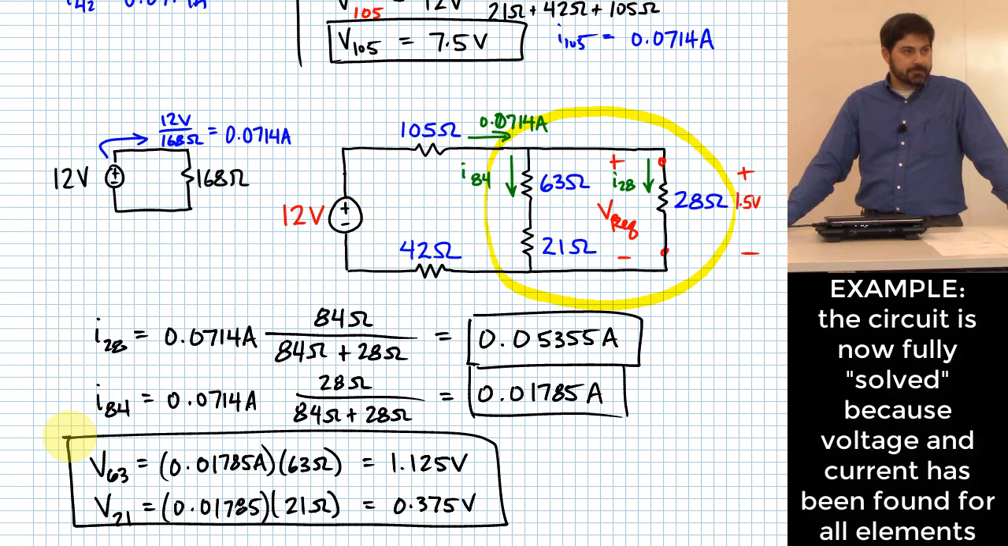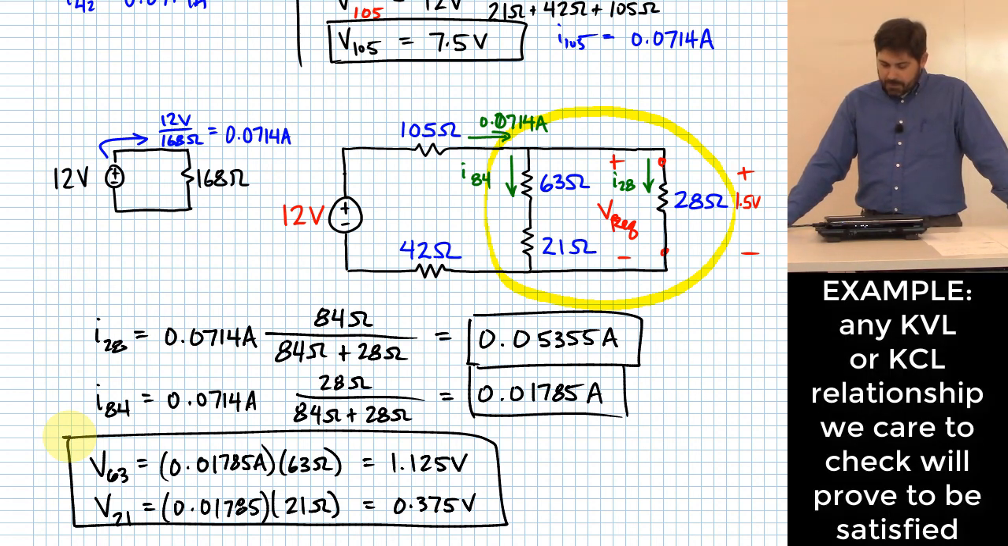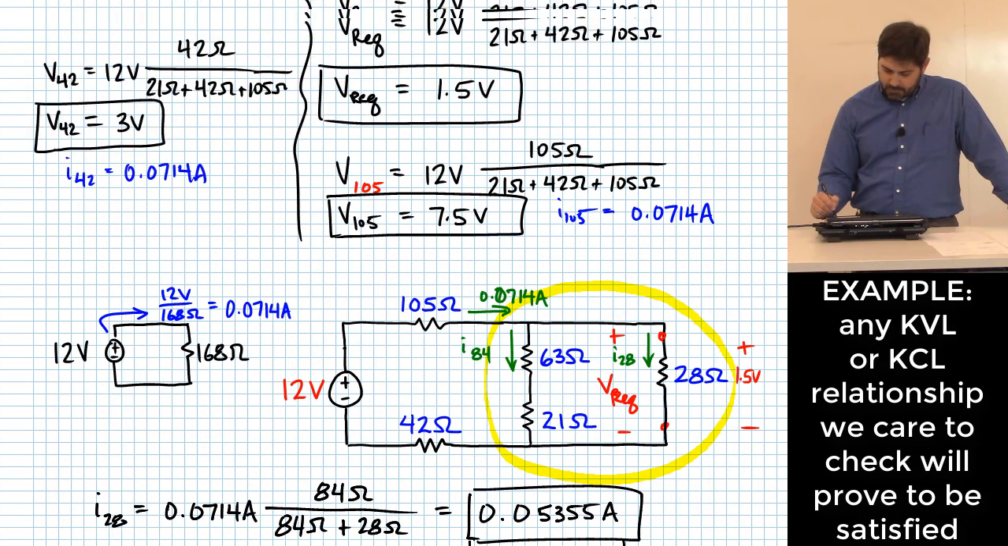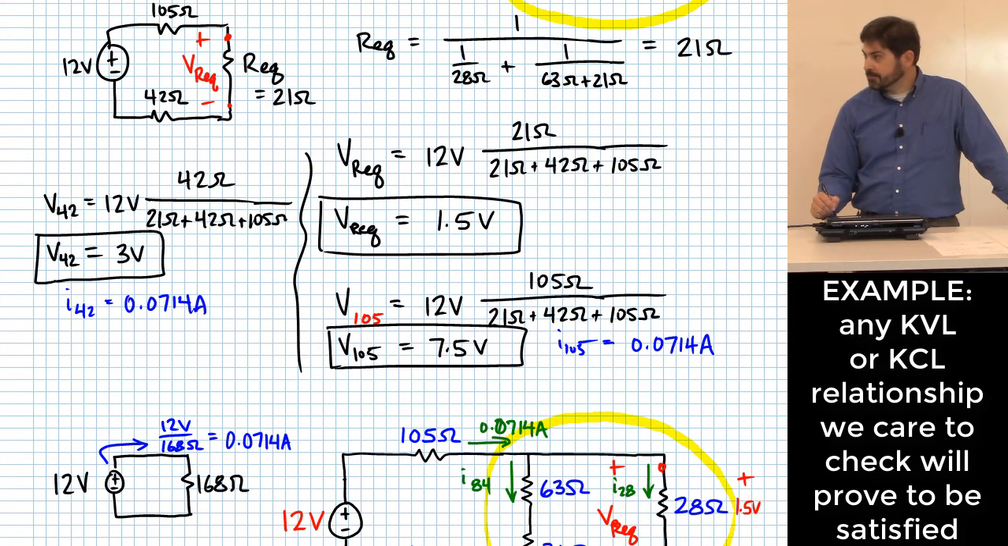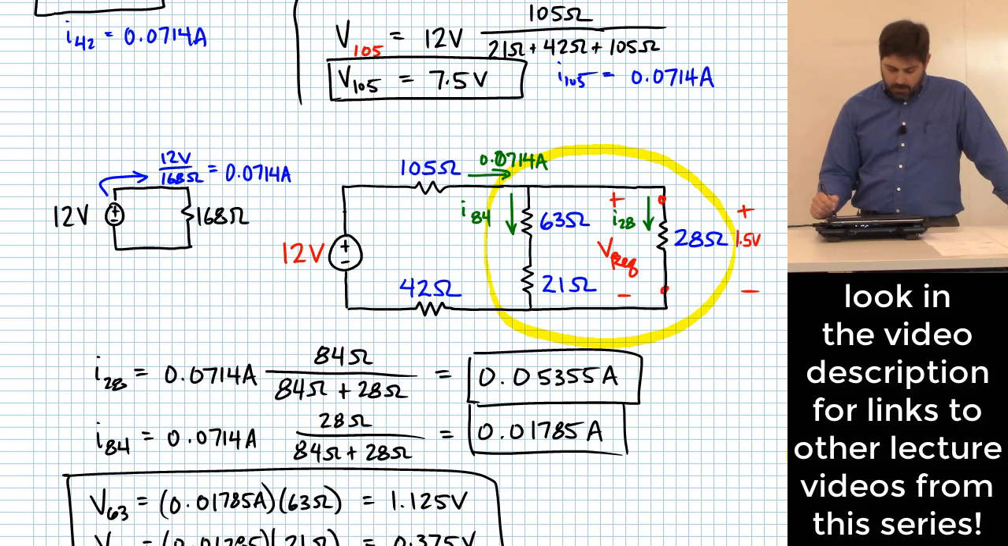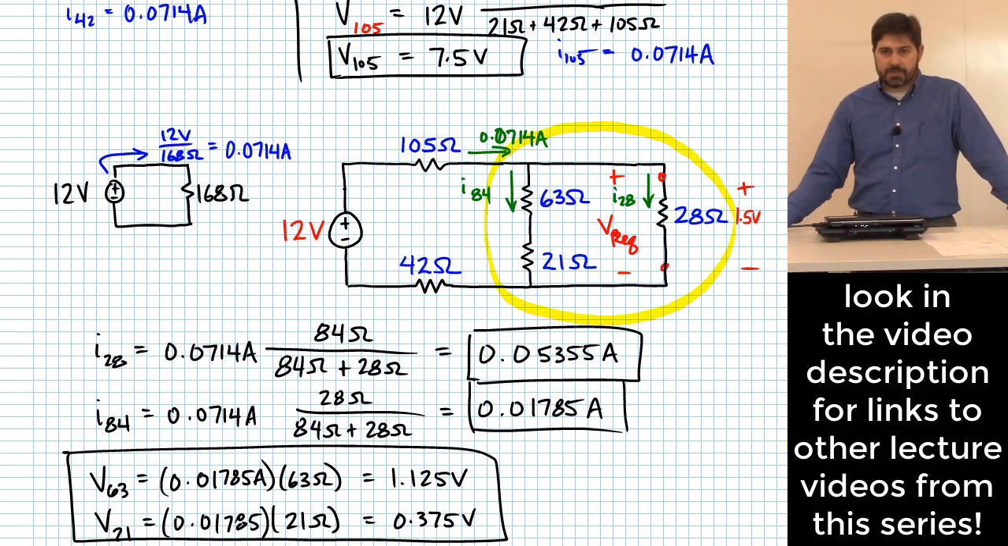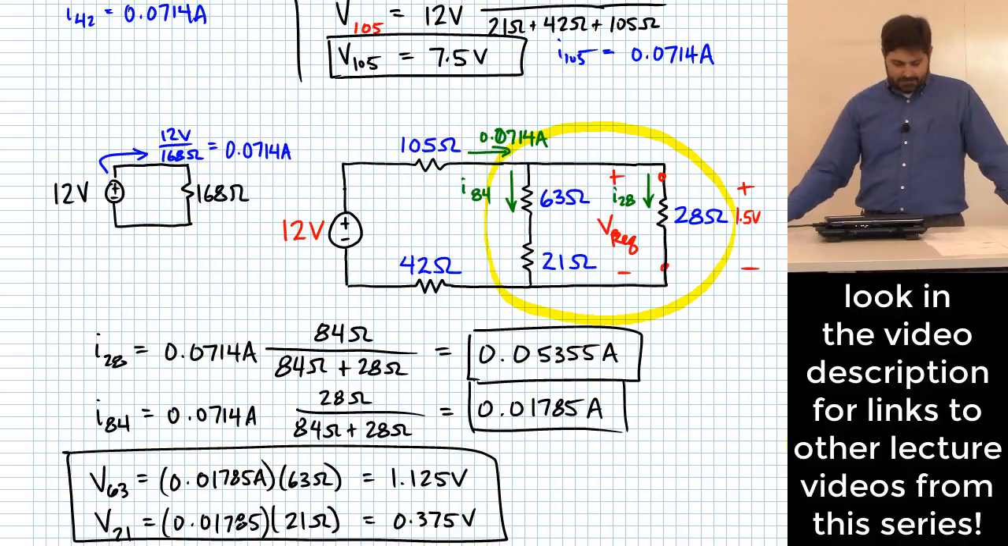Some people might say, well, you should actually sum, the sum of the voltages across the 63 and the 21 should sum to VREQ, right? Do they? 1.125 volts plus 0.375 volts. Does that give me, what was that voltage up there, 1.5? It does. So everything checks out. Seems like our voltage and current division stuff works just fine. Cool. Any questions? Fantastic.